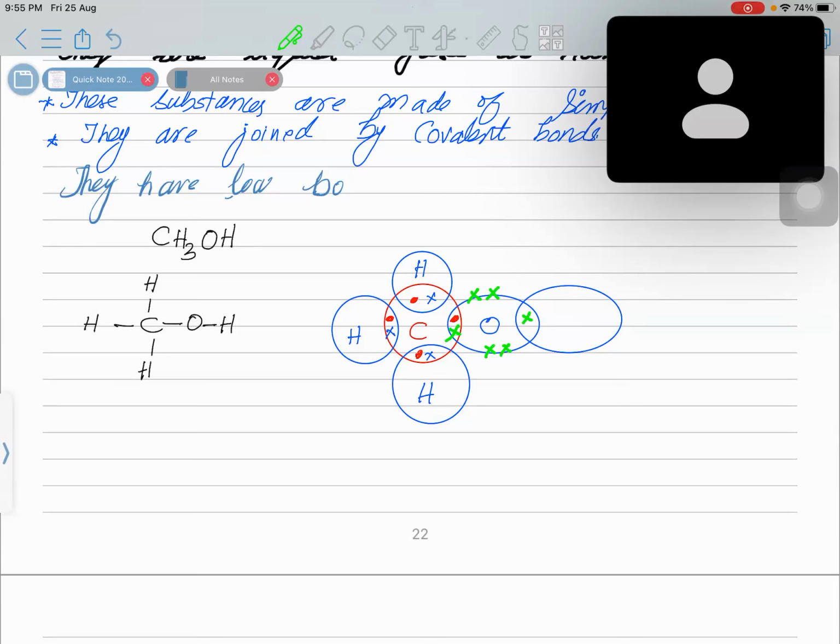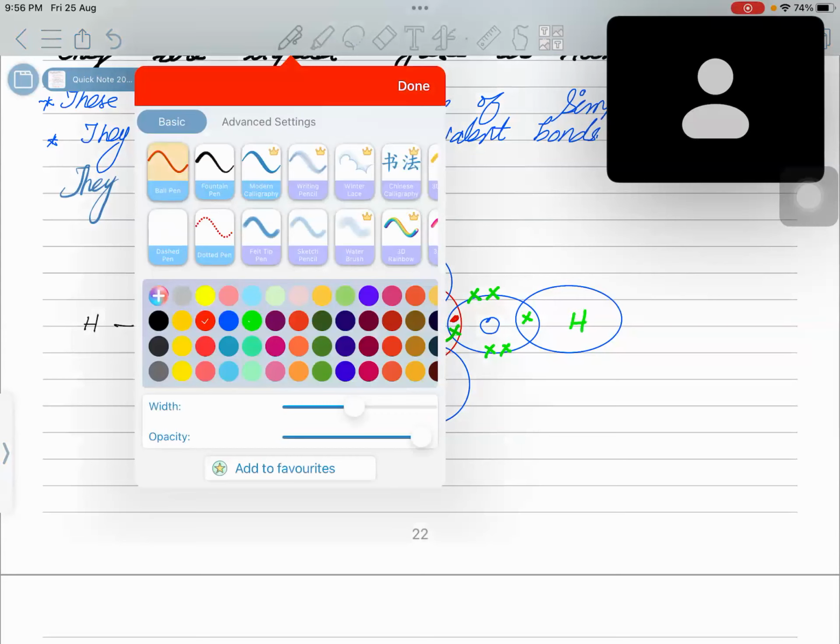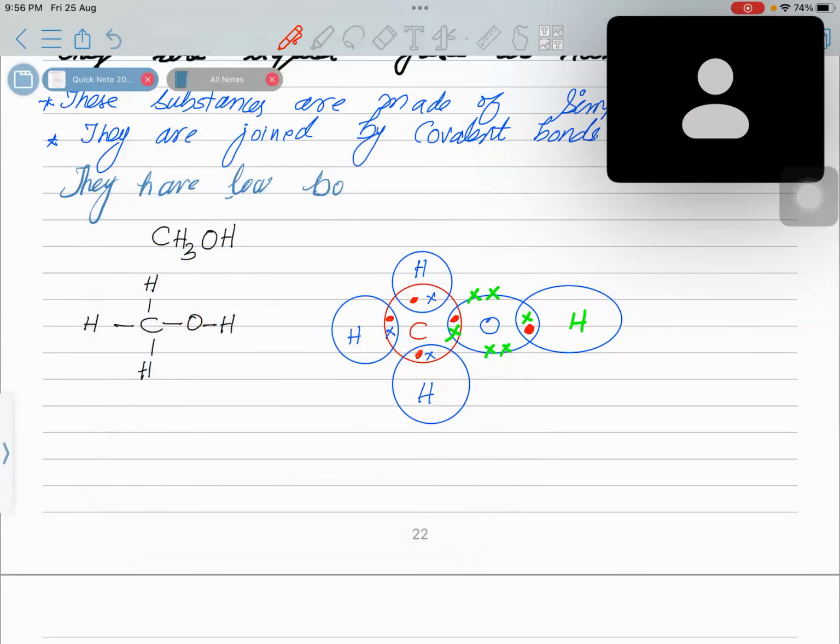Now the last one is hydrogen. This is CH3OH. Look at the structure. If you need any help, ask me. This is CH3OH. Sir, but in the OH, our hydrogen only has one electron. Hmm. So how shouldn't you have two? Yes.